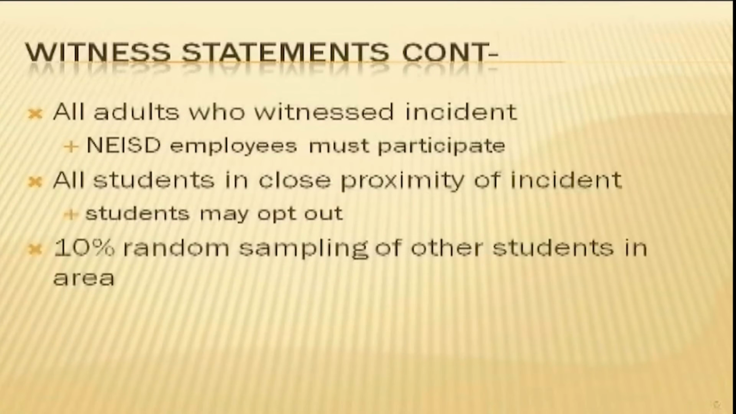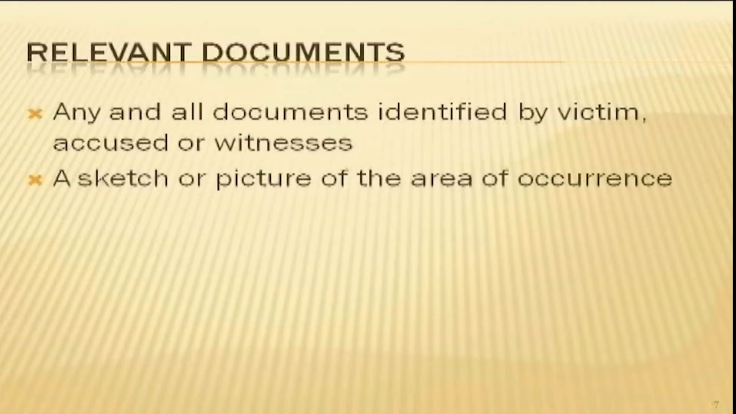Generally, the witness pool should include any adults who witnessed the incident, all students in close proximity of the incident, and a 10% random sampling of other students in the area. The principal should obtain copies of any relevant documents identified by the victim, the accused, or any witnesses. The principal should also obtain any copies of any other documents that will help clarify what occurred. Also, a picture or a sketch of the area of the incident can be very valuable.